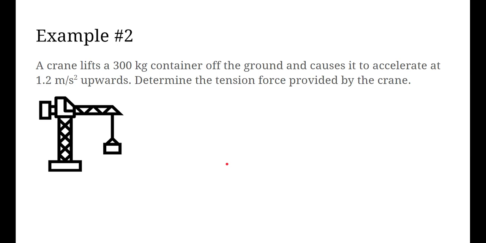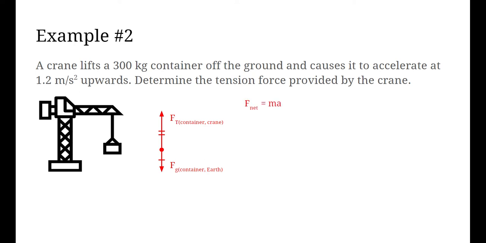For the second example, we have a crane lifting a 300 kilogram container off the ground and causing it to accelerate at 1.2 meters per second squared upward. Determine the tension force provided by the crane. And so first we need to make a force diagram for this container. And here we've got a larger tension force than we do a gravitational force, because we know that the container is accelerating upwards. So if it's accelerating upwards, then it must have a stronger force upwards than downwards. We'll show that with our congruency markers as well.